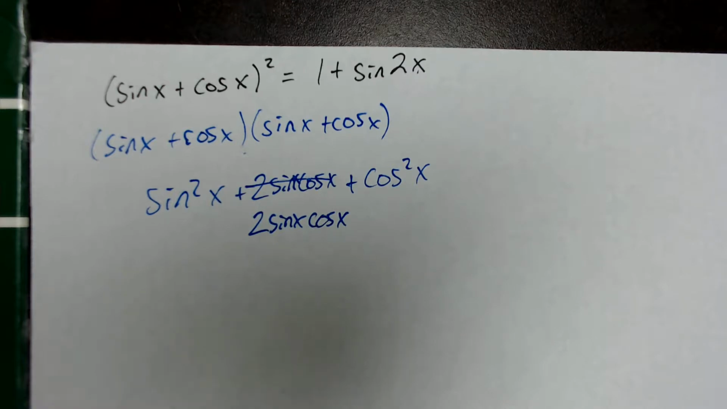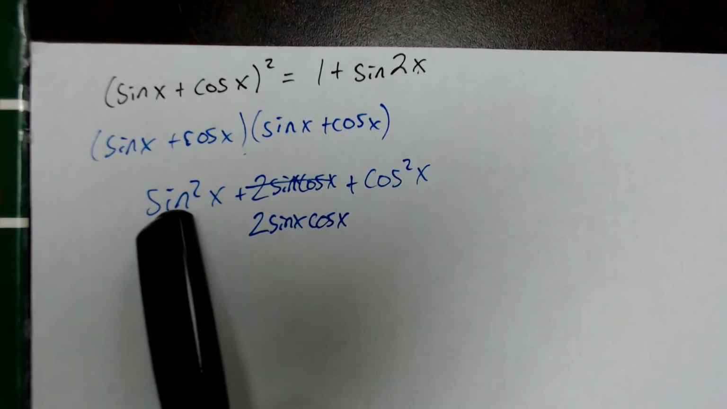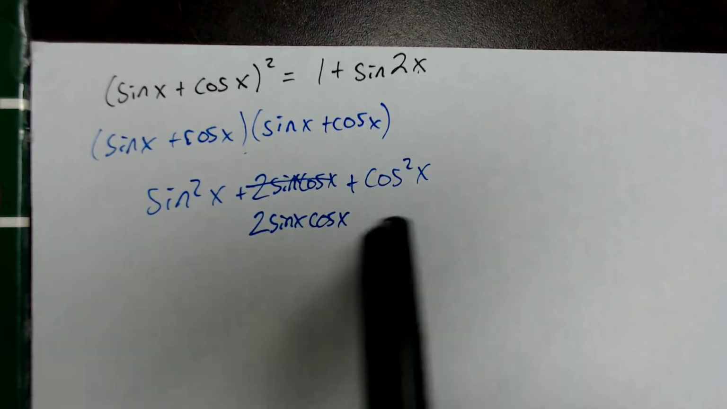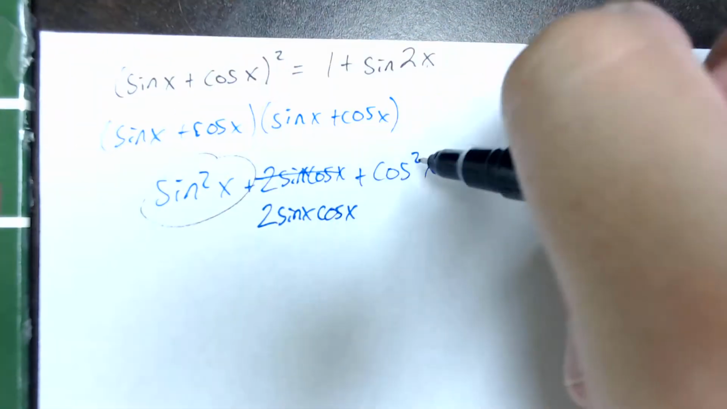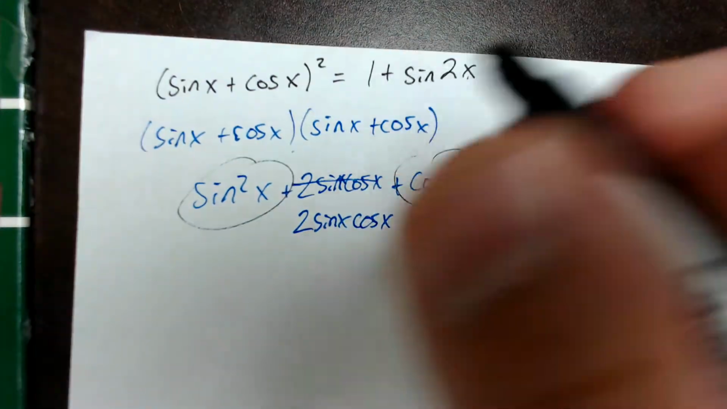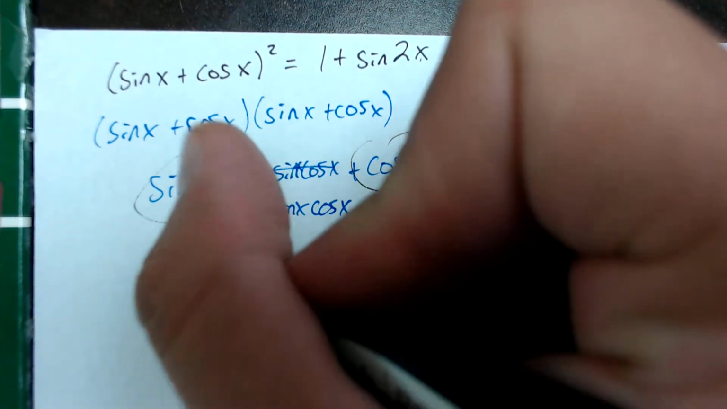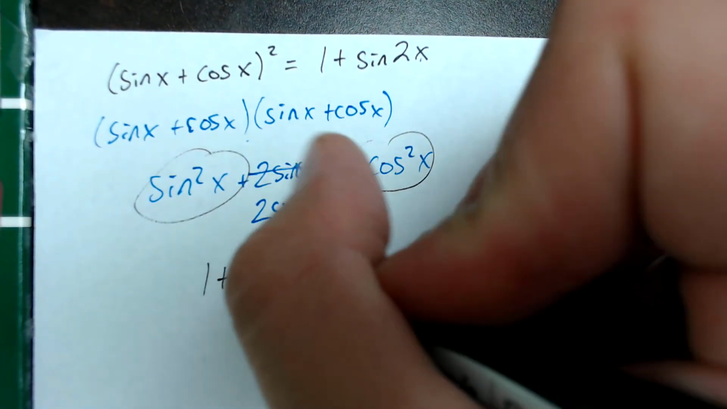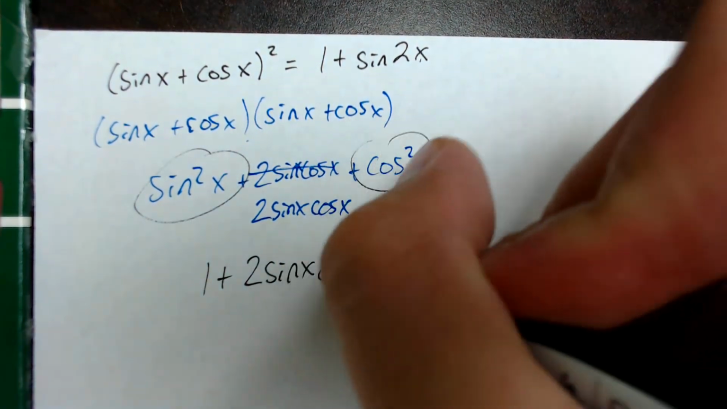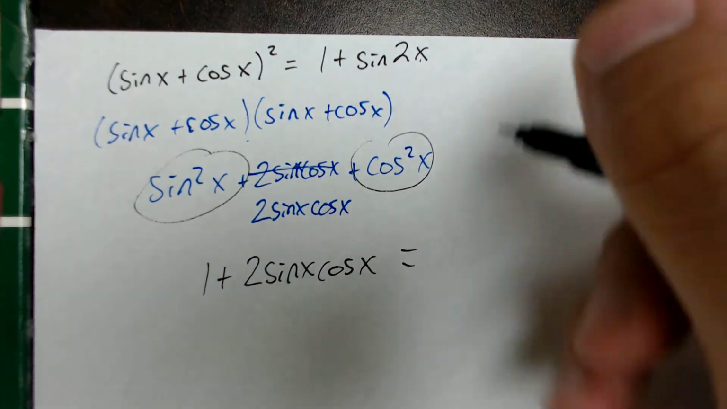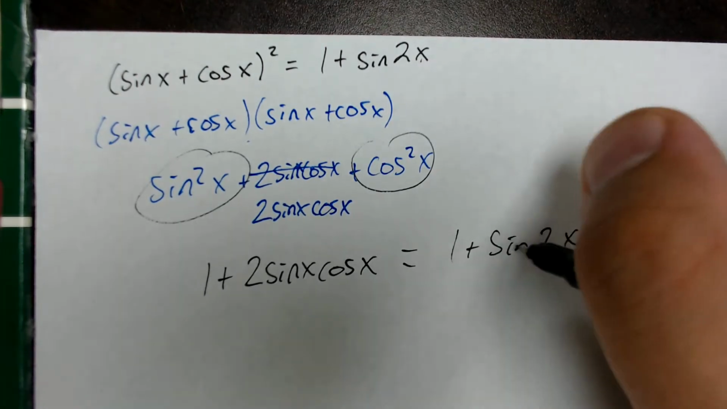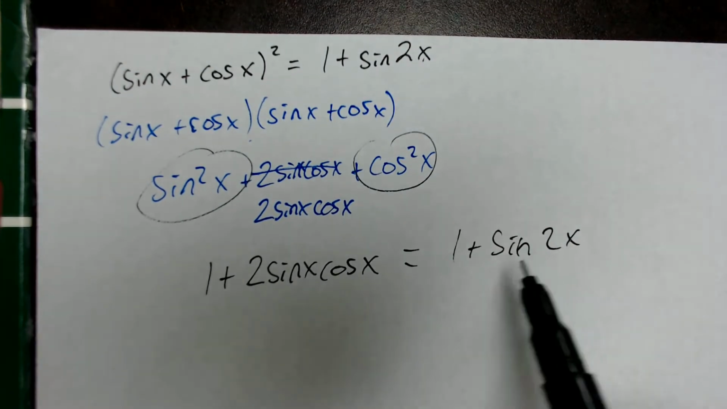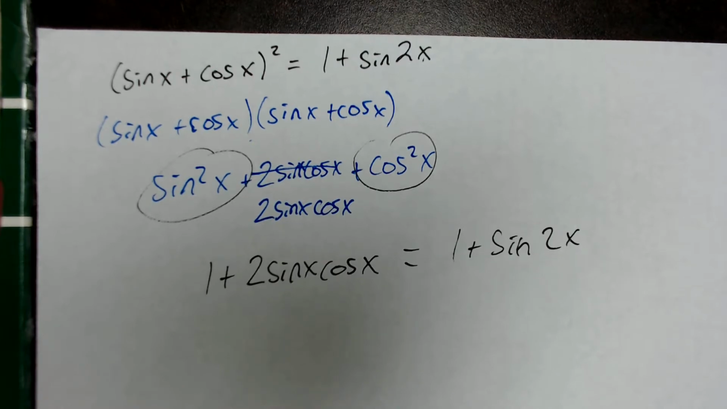So that's our identity. What this gives us is sine squared of x plus cosine squared of x, which, if you remember, equal 1. That's one of our identities. So this can just get rewritten as 1 plus 2 sine of x cosine of x. And we have to prove that that's equal to 1 plus sine of 2x, which is great because sine of 2x is one of our double angle identities.